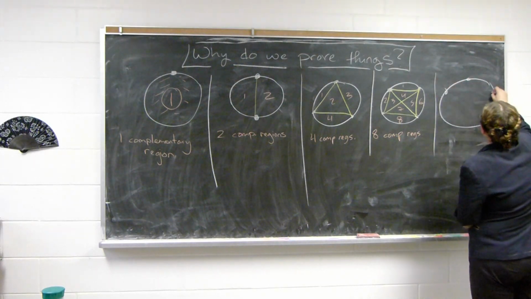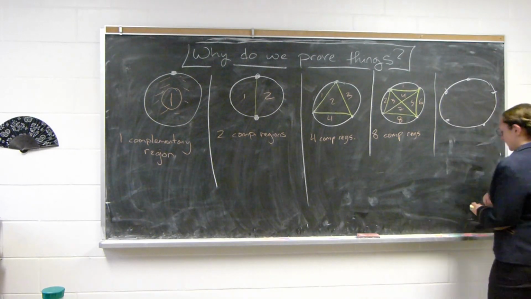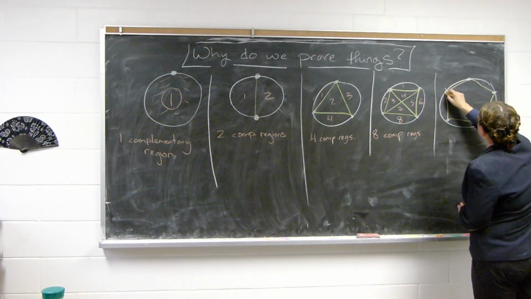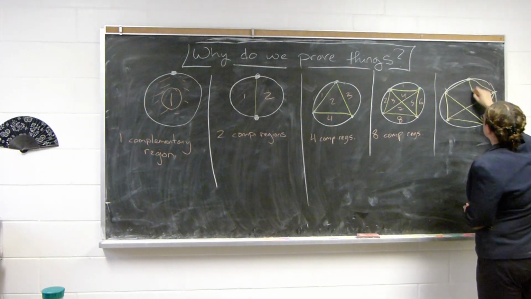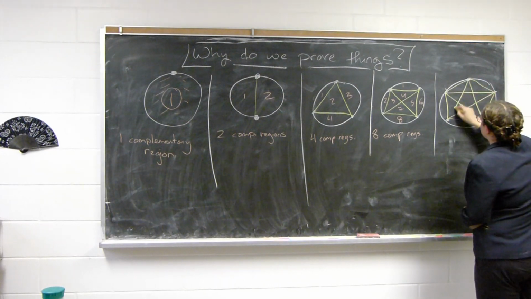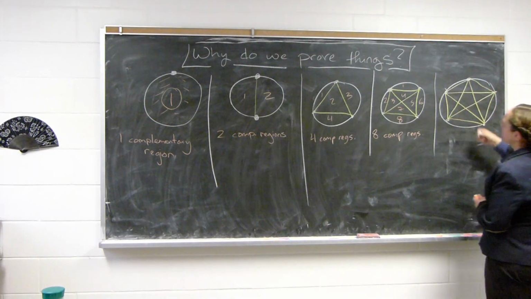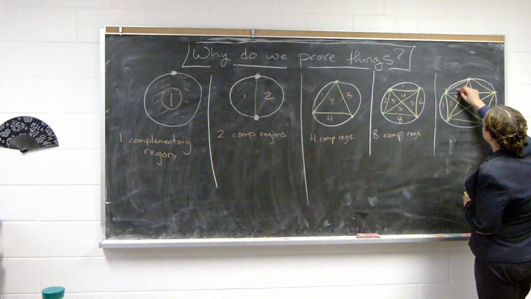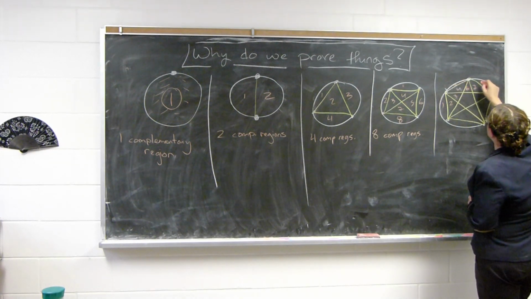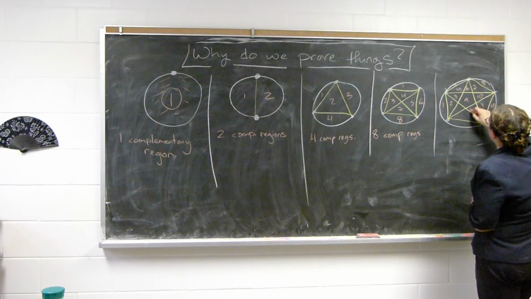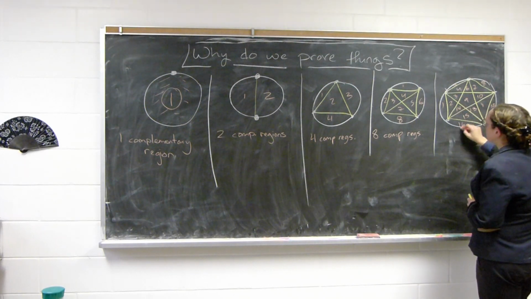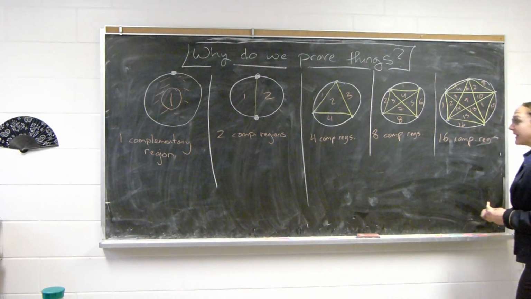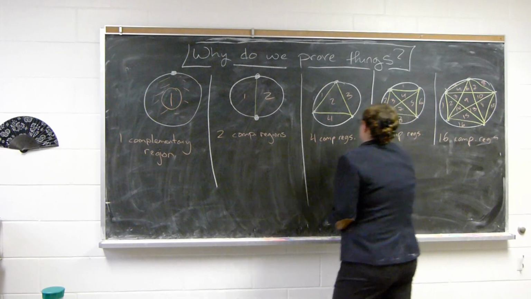So now, I'm going to do 5 of these. I'm going to do the complete graph on 5 vertices. I did not do this the most efficient way. Sorry about that. There we go. Okay, so now we're going to count. 1, 2, 3, 4, 5, 6, 7, 8, 9, 10, 11, 12, 13, 14, 15, 16. 16 complementary regions.